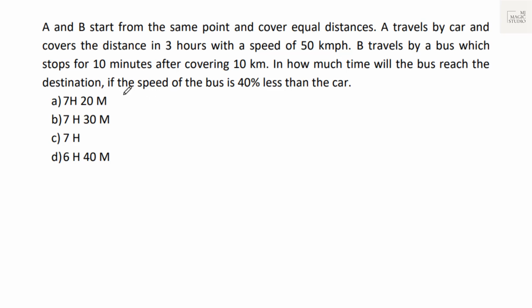Okay, let's see what we have. A and B start from the same point and cover equal distances. A travels by car and covers the distance in 3 hours with a speed of 50 kmph. That means the total distance is speed into time, 50 into 3, 150 kilometer. The total distance that they are traveling is 150 kilometer.